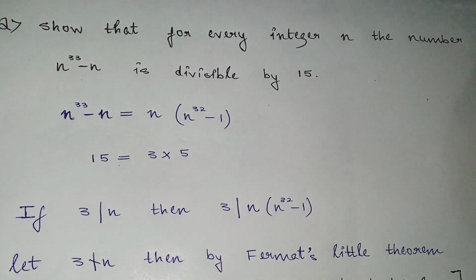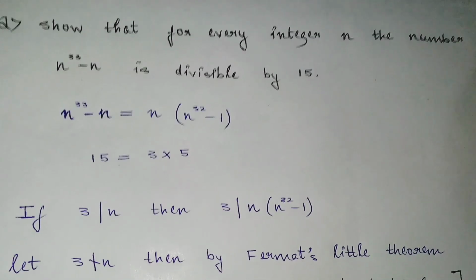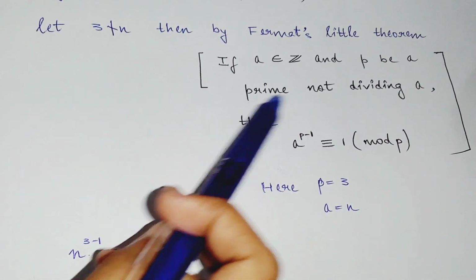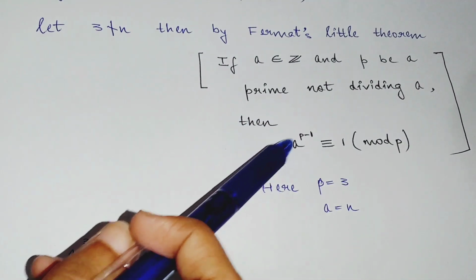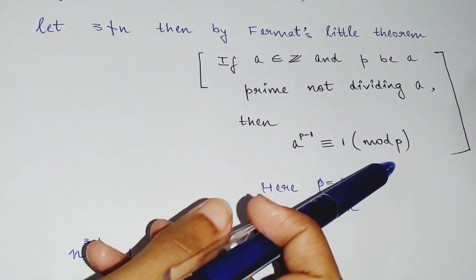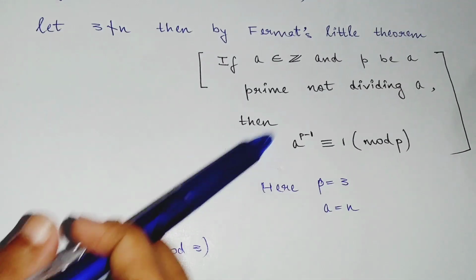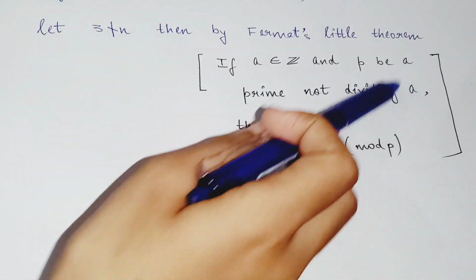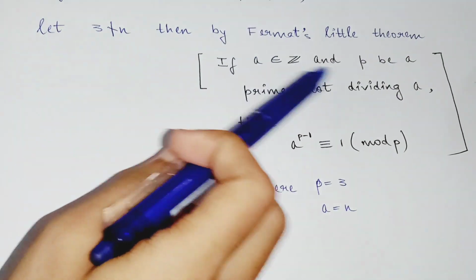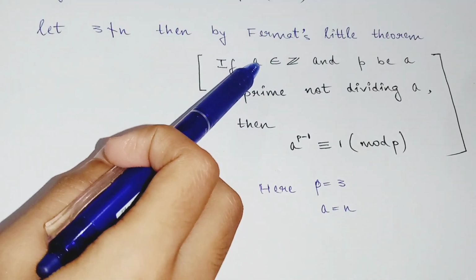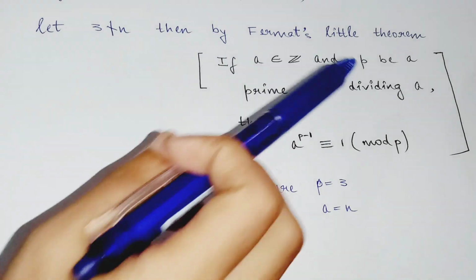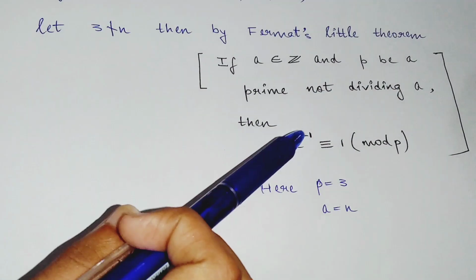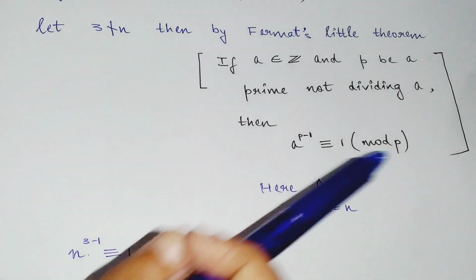Then by Fermat's little theorem, we have: if a belongs to Z and p is a prime number not dividing a, then a raised to p minus 1 is congruent to 1 mod p. That is, if a belongs to Z and p is any prime number which does not divide a, then a raised to p minus 1 is congruent to 1 mod p.